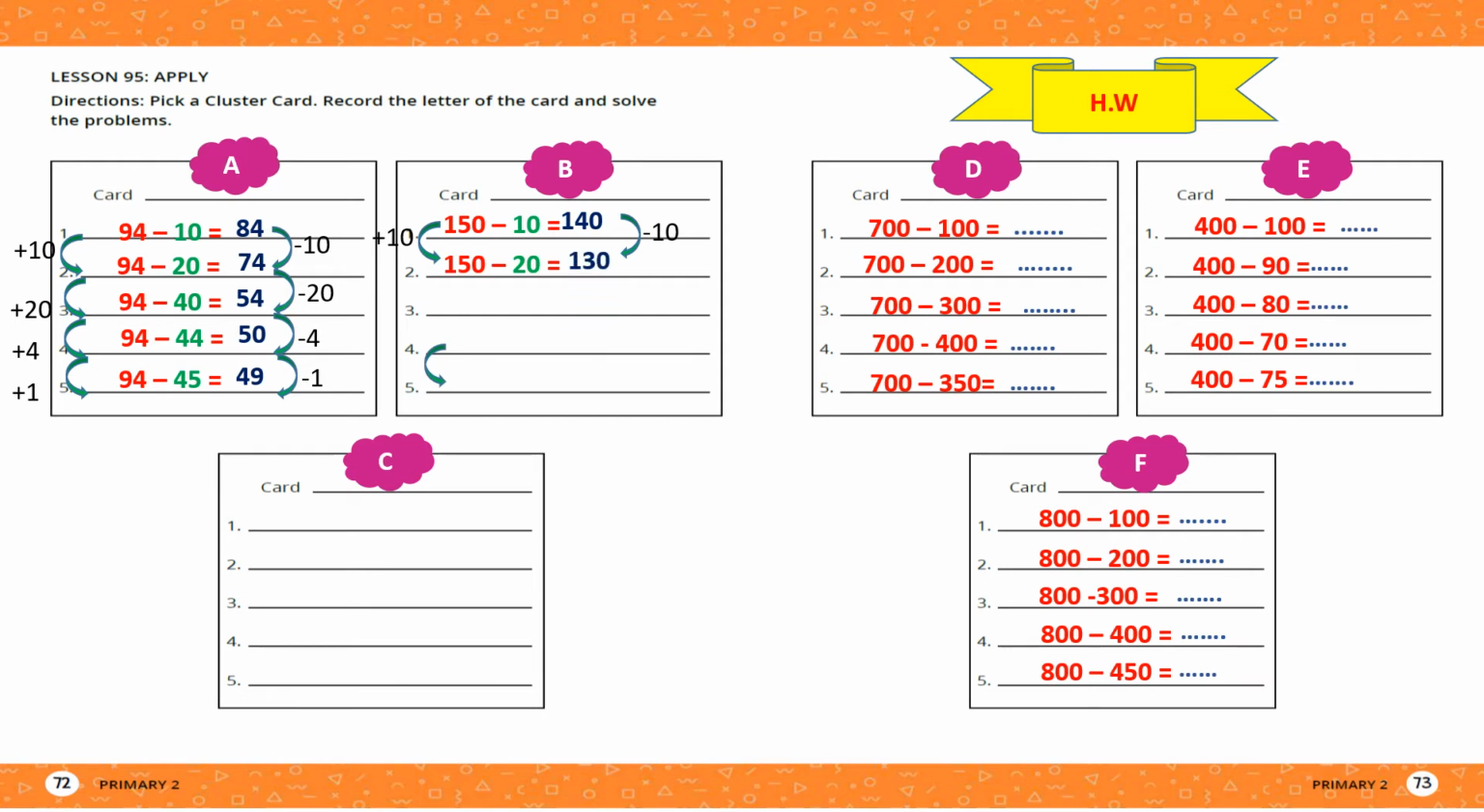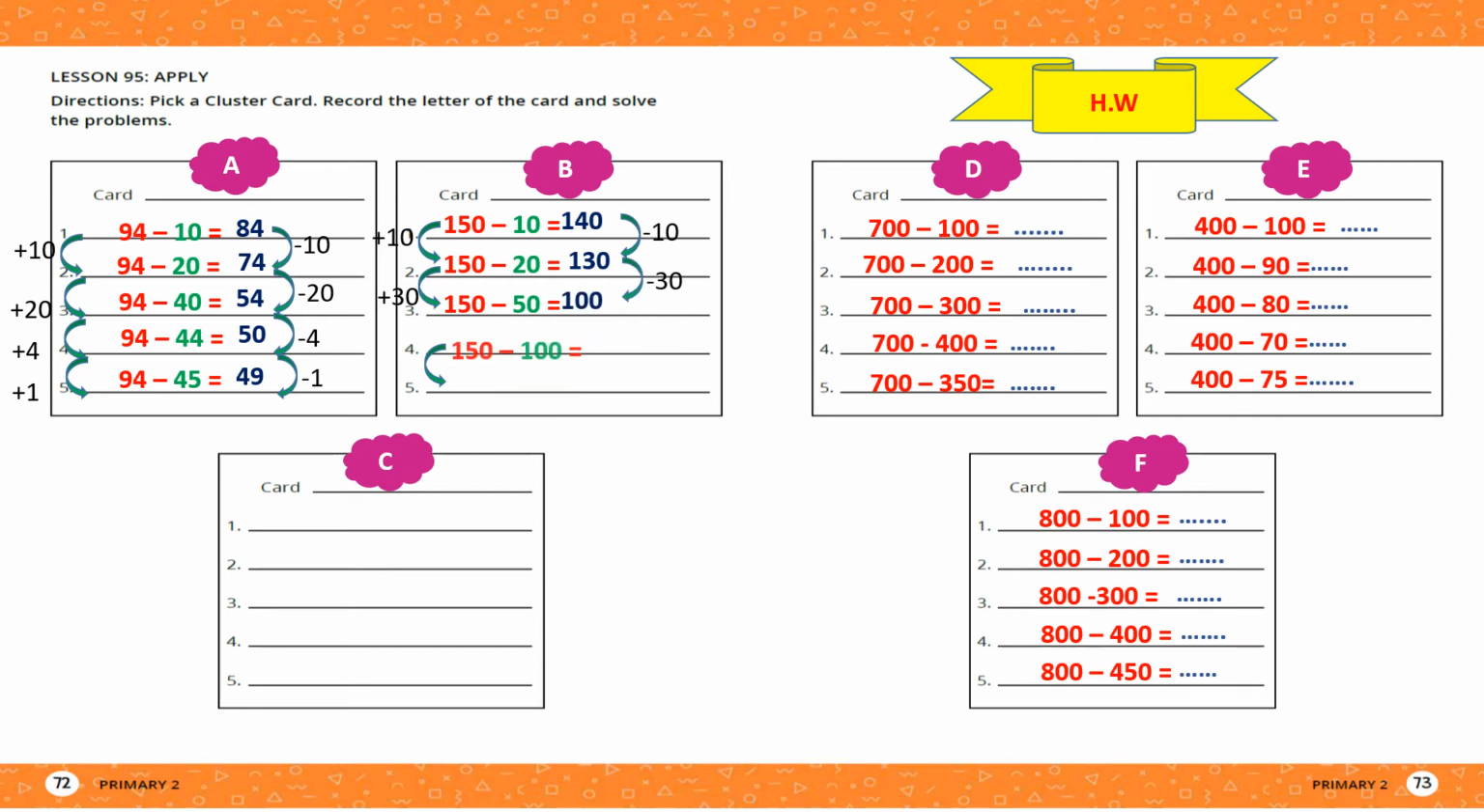140 minus 10 equals what? Equals 130. The third equation, 150 minus 50. 150 as it is. Look at the numbers in green. 20 becomes 50. So it increased. Increased by what? Increased by 30. 20 plus 30 equals 50. If I added a number here, we must subtract the same number from the other side. 130 minus 30 equals what? Equals 100.